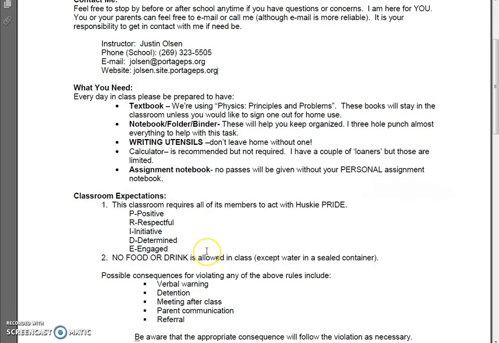Next are our classroom expectations. This is a Pride classroom. I expect that you're going to be showing your Husky pride and acting appropriately, as I hope that you expect me to show my Husky pride each and every day. We'll talk a lot more about what this means in class.